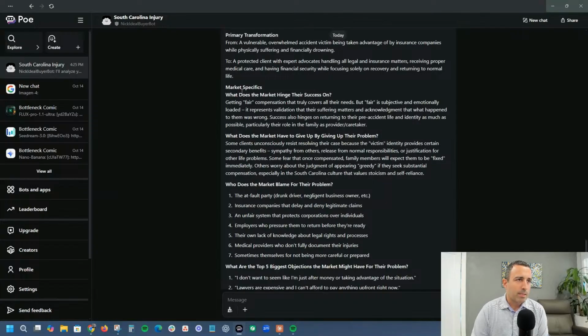Market specifics. What does the market hinge their success on? Getting fair compensation that truly covers all their needs, but fair is subjective and emotionally loaded. It represents validation that their suffering matters and acknowledgement that what happened to them was wrong. Success also hinges on returning to their pre-accident life and identity as much as possible, particularly their role in the family as provider and caretaker. I think that's a pretty powerful one there.